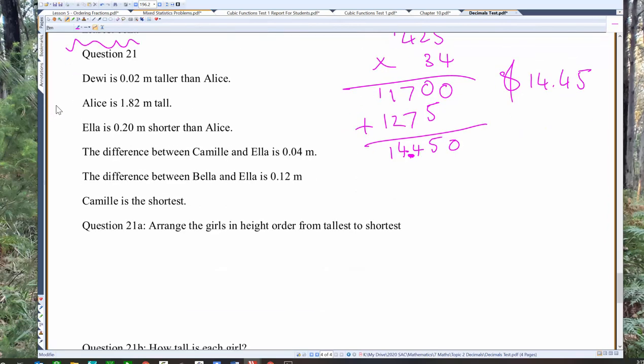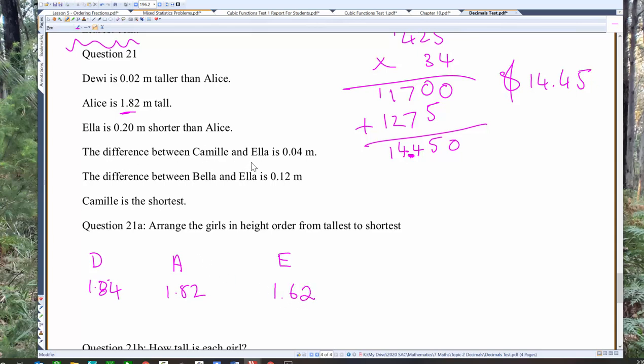All right, the applied question. So Dewi is 0.02 meters taller than Alice. Alice is this tall. So let's just start to think about this. So I'm going to put Alice here at 1.82 and Dewi, she's going to have 2 hundredths added on to Alice's totals. She's taller at 1.84. Ella is 0.2 meters shorter than Alice. So that means that Ella is going to be 2/10 take away this, so it's going to be 1.62.